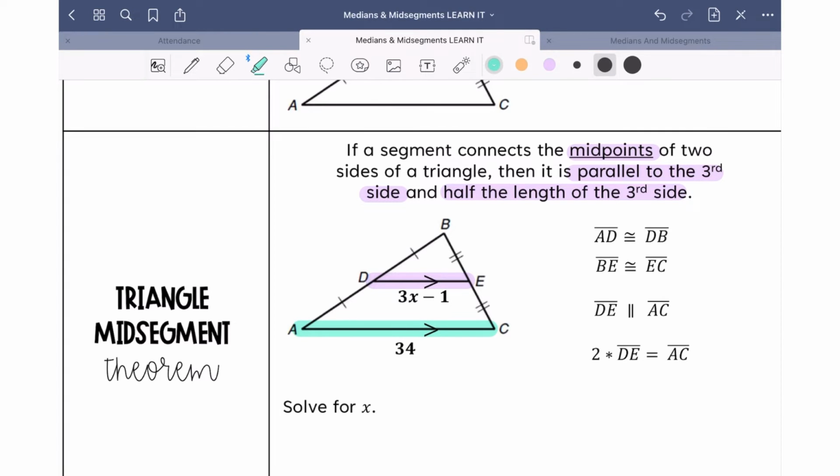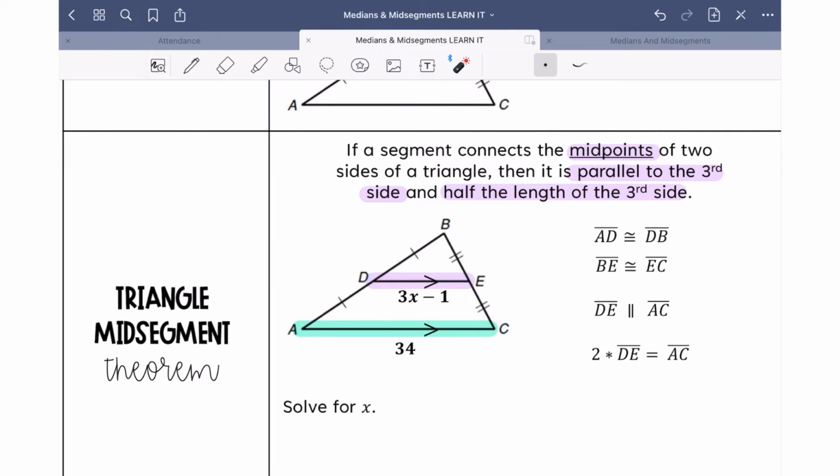This is the third side because your other two sides right here, they were the ones that connected the midsegment with the midpoints. So your third side is this one, and it is also parallel. You can tell it's parallel because of the arrows right here. And so the midsegment is half of this length.